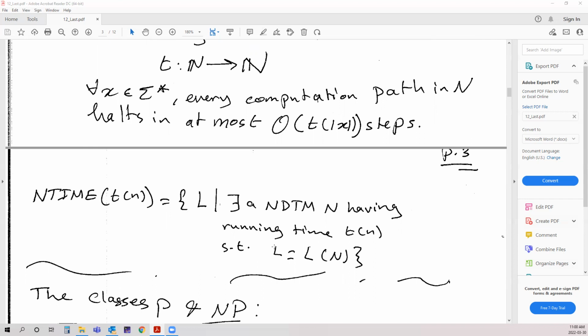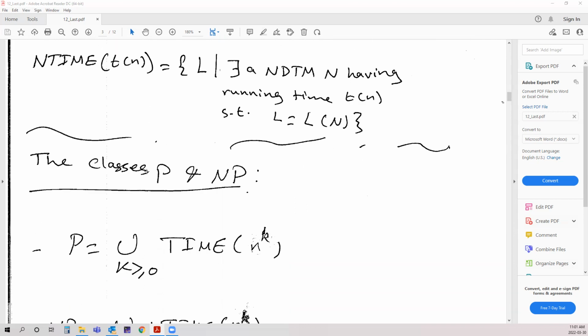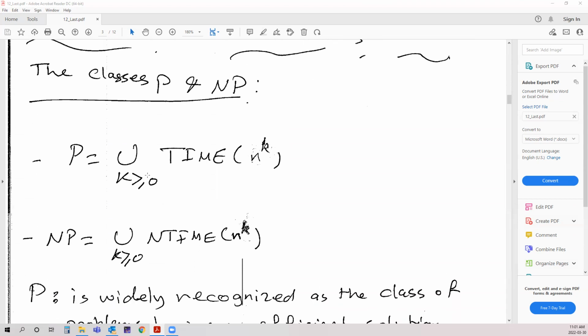So we define those functions in the handout. Here is another clarification to make sure that you understand these derivations of the function. The classes P and NP, we also have those in the handouts. We said the class P equals the union for k greater or equal to 0 of the function time for n to the power k.